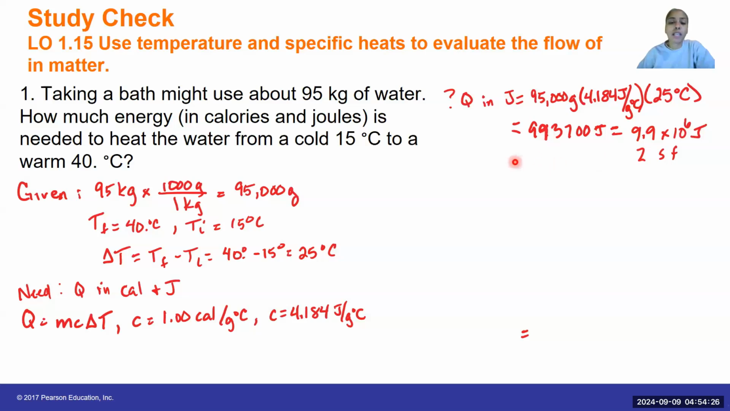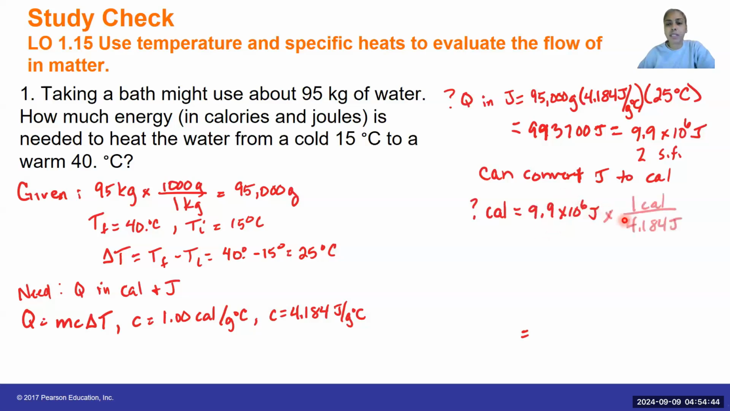Instead of calculating directly the amount in calories, we can convert between joules and calories. And how would we do that? The number of calories would be 9.9 times 10 to the 5 times our conversion unit, 1 calorie divided by 4.184 joules. And that's going to give us 2,366,156.